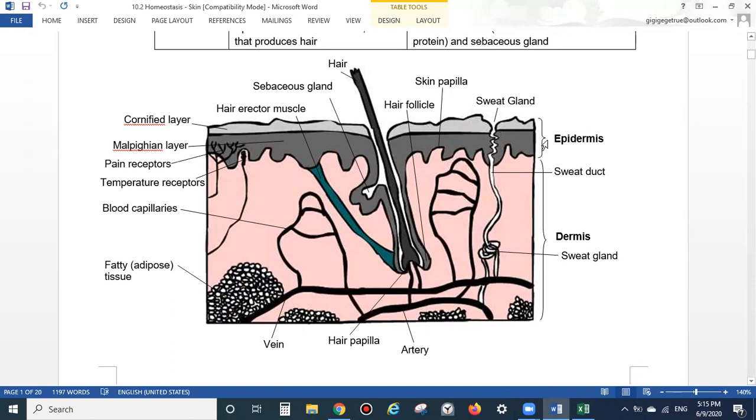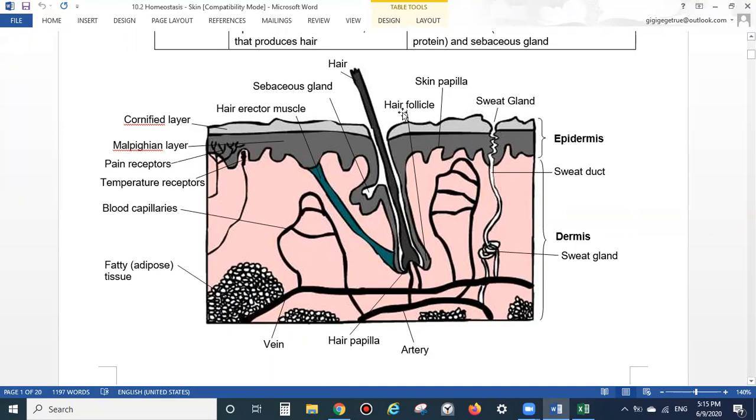Okay. Then in the epidermis, you have the cornified layer. Cornified layer is a dead layer. And then you have the Malpighian layer. The Malpighian layer is the layer that's growing. So, the cornified layer and Malpighian layer are in the epidermis.